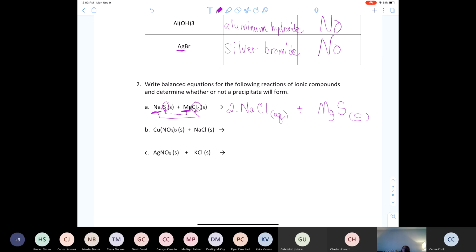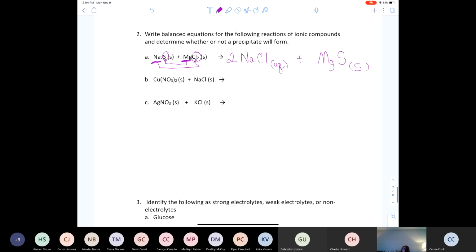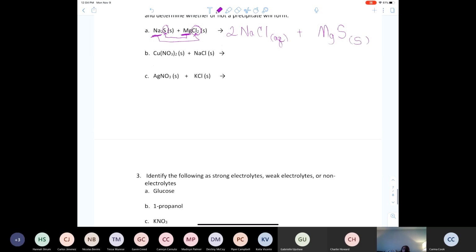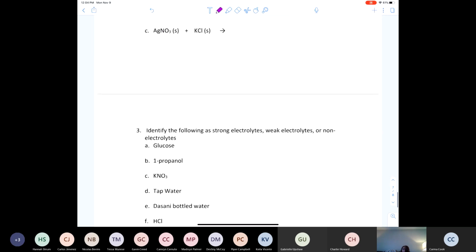So see how you use the solubility rule table to take a look at the products of a double displacement reaction, and you can determine whether or not both of the products are soluble, or if only one of them is, and the other is a solid precipitate. So I'm going to leave the last two for you guys to do before Wednesday.